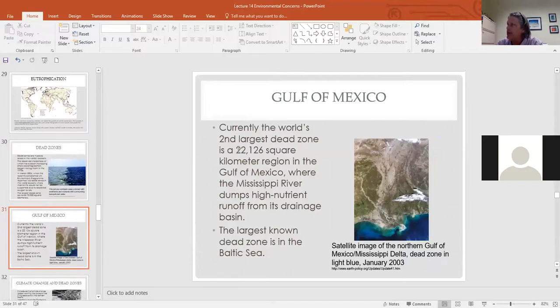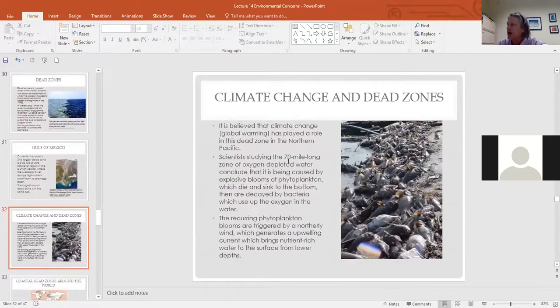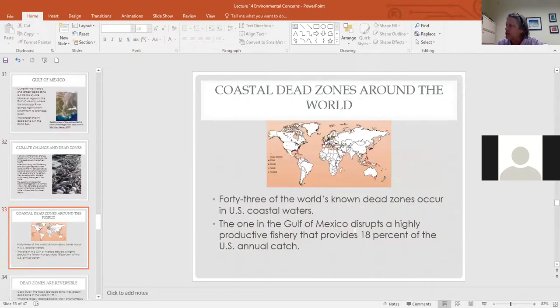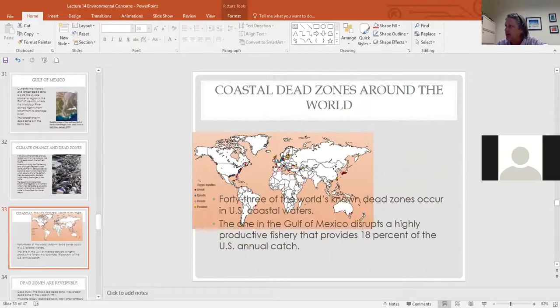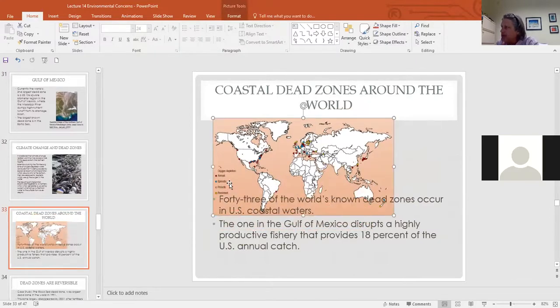Now, currently, we are number two. The Baltic Sea is number one. Number two in the dead zone. Now, climate change, it's only believed that climate change is playing a role in the northern Pacific Ocean because of oxygen depleted water. Here's a fish kill from a dead zone. And the coastal dead zones around the world are given in this area known as episodic, annual, persistent.